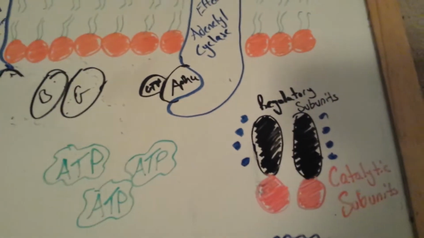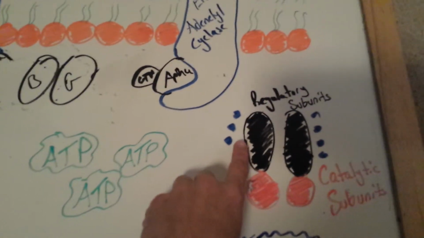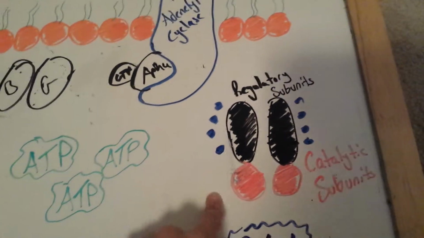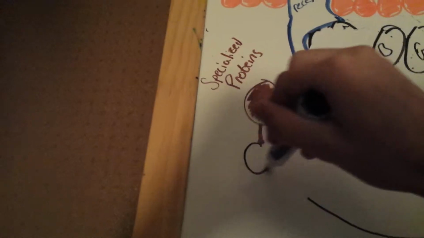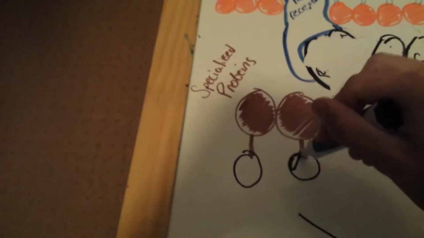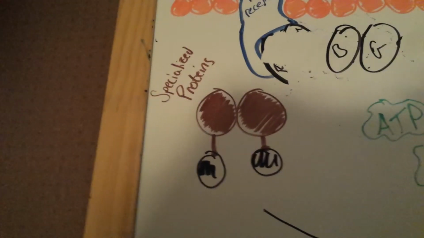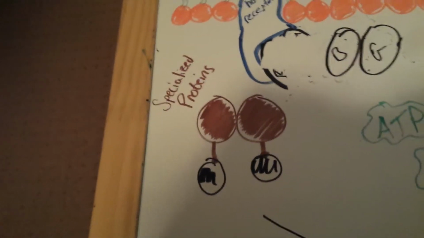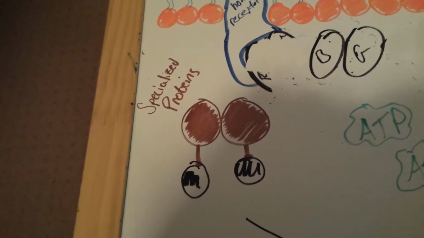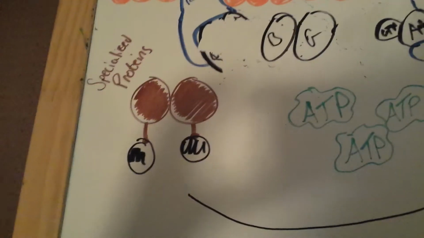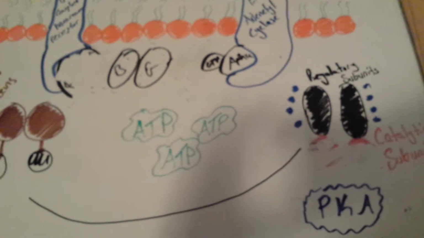Alright, so once the cAMP binds to these regulatory subunits, these catalytic subunits of PKA will dissociate from the regulatory subunits and will make their way over to the specialized proteins. Alright. And so what this does is they phosphorylate proteins within the cell. Alright, and so that's how cAMP is created.